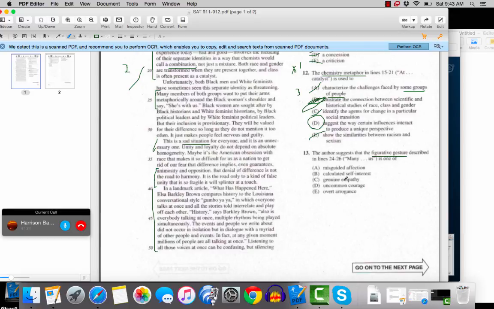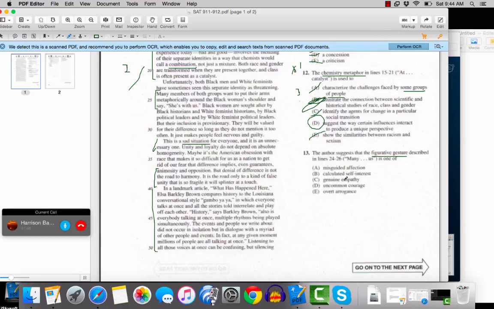Okay, so the author suggests that the figurative gesture described in lines 24 to 26 is one of blank. So how could you turn this into a question that you could wrap your mind around, that you could easily understand? What is the figurative gesture in lines 24 through 26? Close. Look at it one more time.